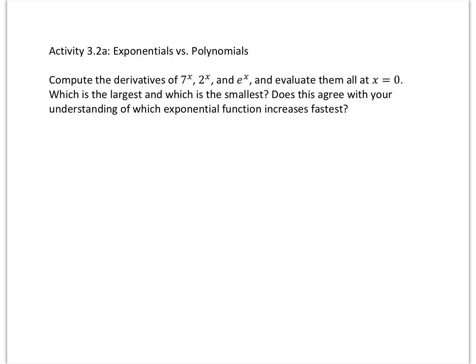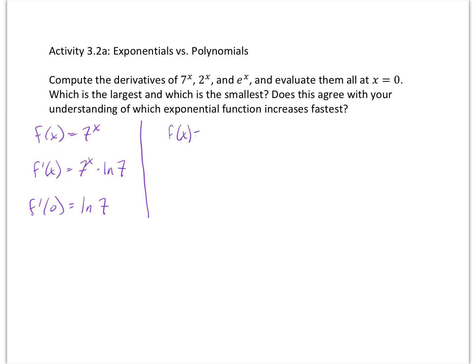Okay, we are going to compute the derivatives of 7 to the x, 2 to the x, and e to the x, and evaluate them all at x equals 0. So if we let f of x equal 7 to the x, that means that f prime of x, its derivative, would be 7 to the x times the ln of 7, which means f prime of 0 would be the ln of 7. Then we repeat this for 2 to the x and e to the x. If f of x is 2 to the x, the derivative would be 2 to the x times the ln of 2. And that means that f prime of 0 is just the ln of 2.